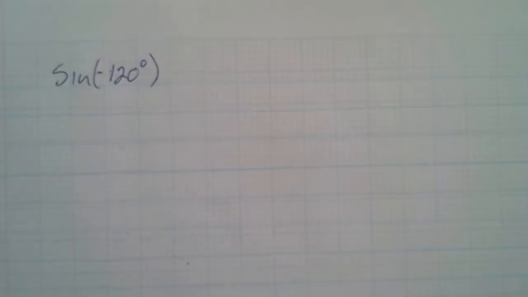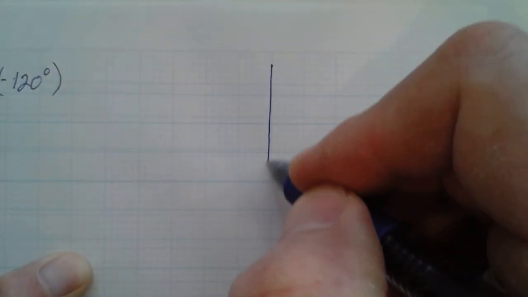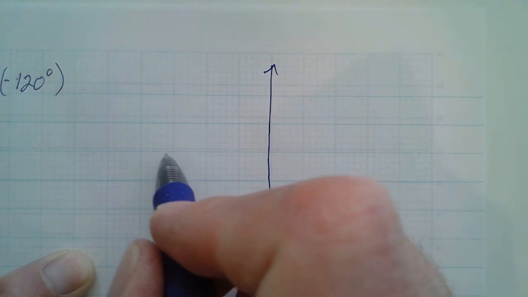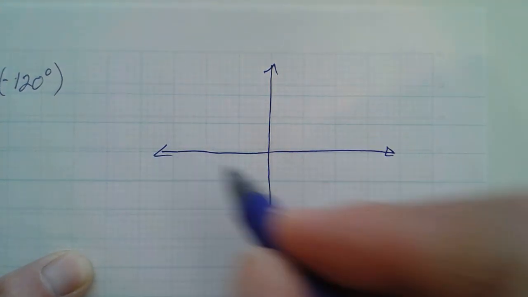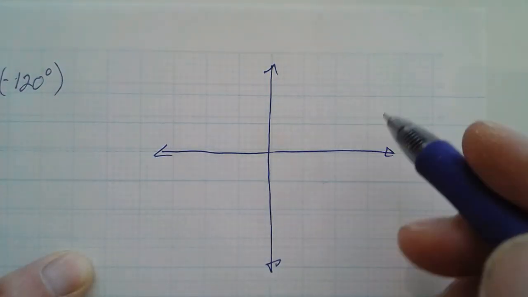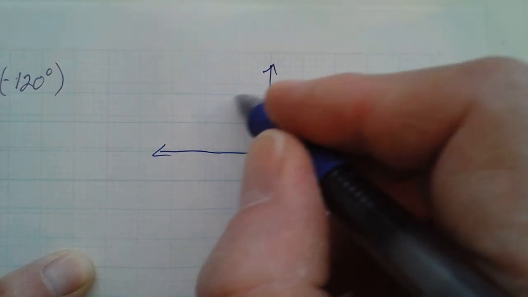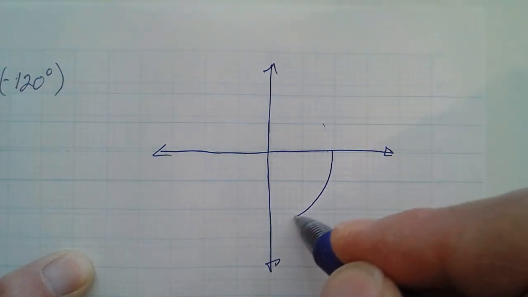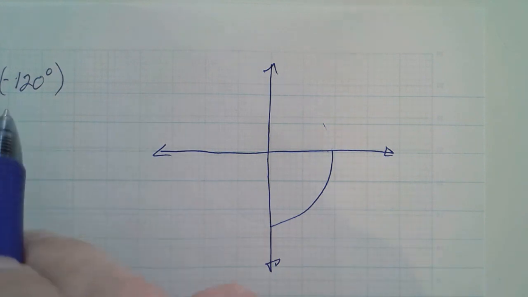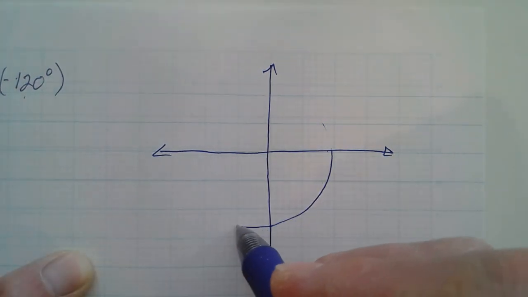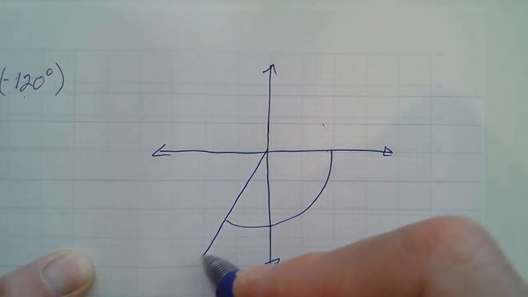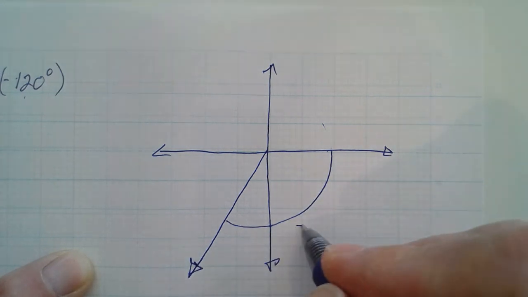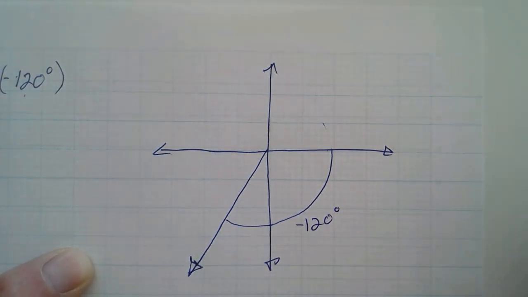All right, so we have to draw a negative angle. That just means we start in the opposite direction, 120 degrees. So instead of going 120 this way, we're going this way 120. There's 90 degrees, so for 120, I have to go another 30 beyond that. So there's my negative 120 degree angle.